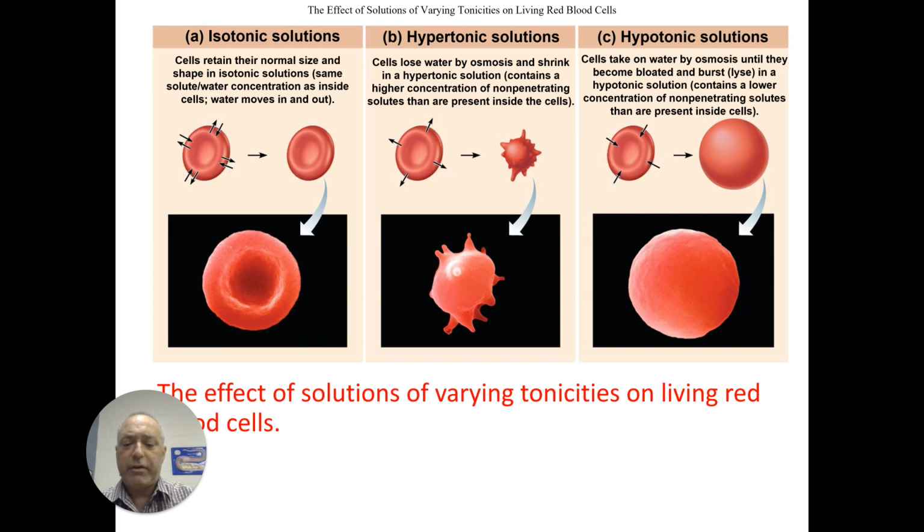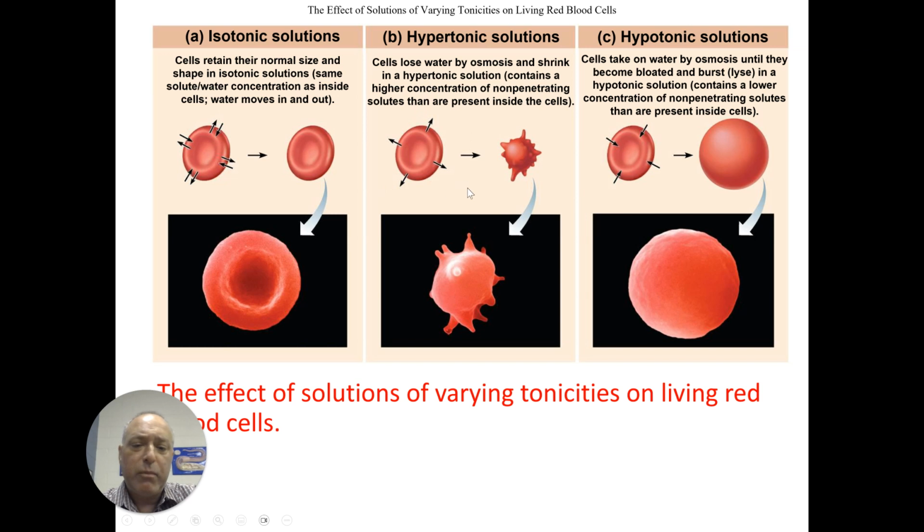So this is just a picture of that. So isotonic, you see these red blood cells. Red blood cells are very susceptible to differences in tonicity. Isotonic is when you have no net movement in and out of the cell. The red blood cell looks like a biconcave disc, and it keeps its shape.